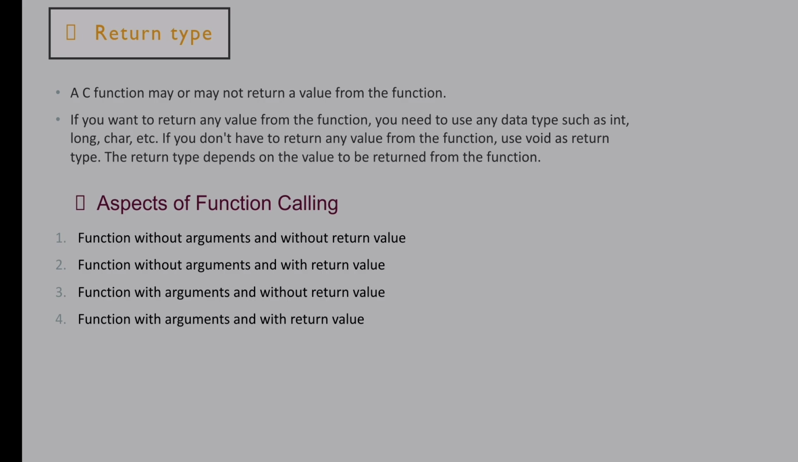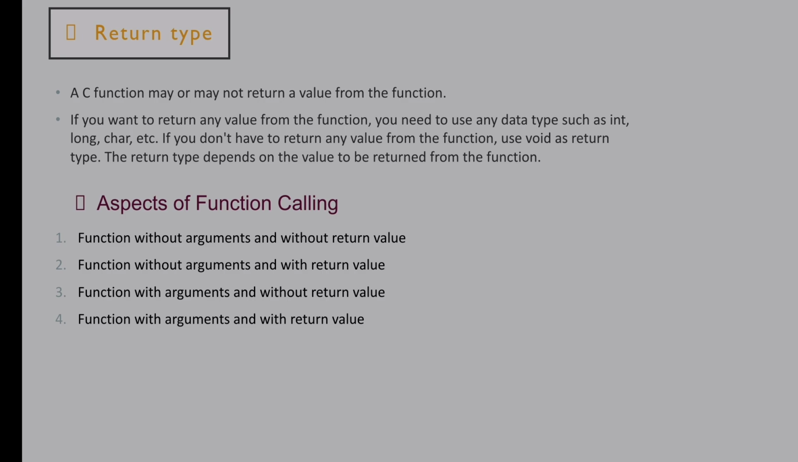Return type. A C function may or may not return a value from the function. If you want to return any value from the function, you need to use a data type such as int, long, char, etc. If you don't have to return any value from the function, use void as the return type. The return type depends on the value to be returned from the function.